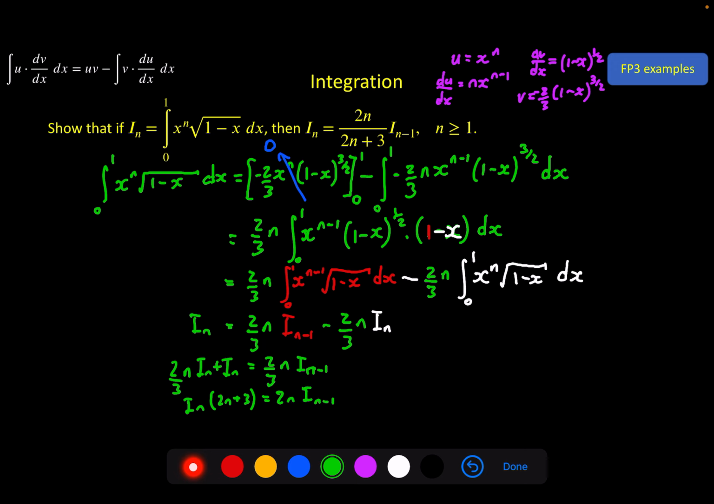Getting smaller and smaller here to try and fit it on the screen. So In at the last is equal to 2n over 2n plus 3 times I_{n-1}. And that is exactly how they want it.